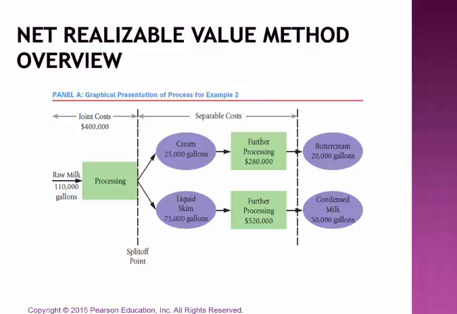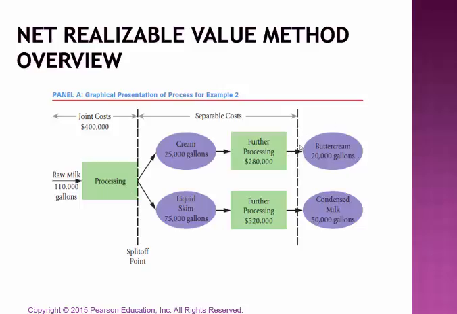Now I want you guys to see what's happening here during the process. Notice that we had 110,000 gallons of raw milk. During the process, we ended up with cream and liquid skim, but notice 25,000 gallons plus 75,000 gallons, we lost 10,000 gallons of raw milk due to the process and evaporation, etc.